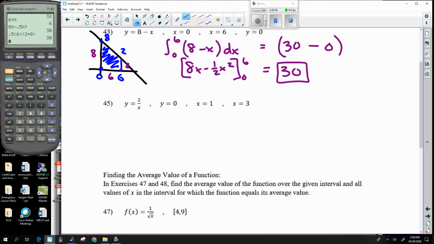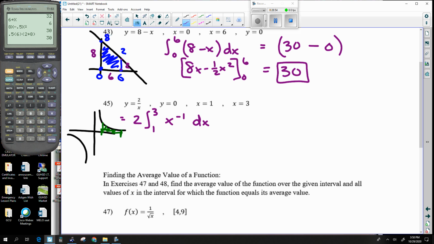A 2/x, again, is one of these swoopy swoop pictures. This is going from x of 1 to 3. All right, so this is going to be an integral from 1 to 3 of 2/x. So I can take out the multiple and just take that.